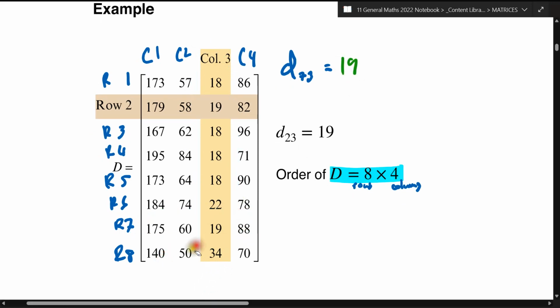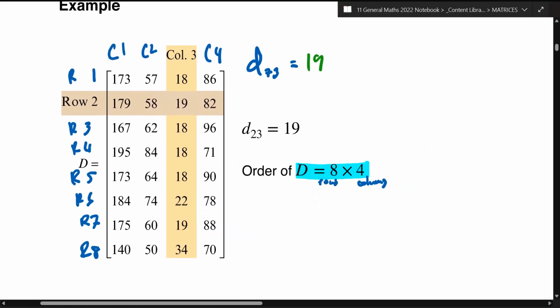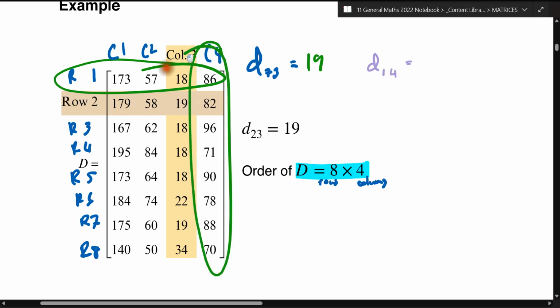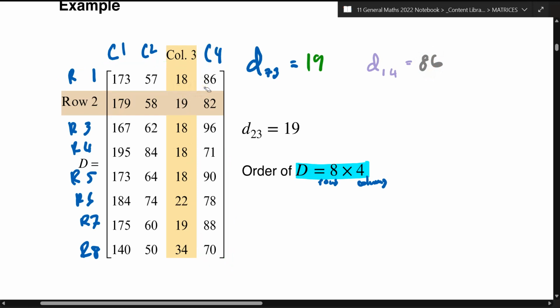Let's try another one. Let's say in matrix D, row 1, column 4. That's not saying D14, it's saying row 1, column 4. If we look at row number 1, column number 4, the value of that is 86. So that's how we read these entries, or when you see this notation.